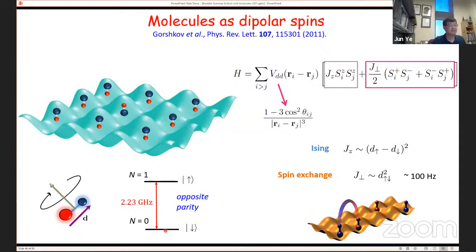Yeah, still, because you have this external electric field. Yeah, exactly. Just to complement, going to Jun's slide, if you see Ising and exchange, that's exactly what Jun is mentioning. So in Ising, you have the up minus the down. These are going to be 0 if you don't have an electric field. You need an electric field there.